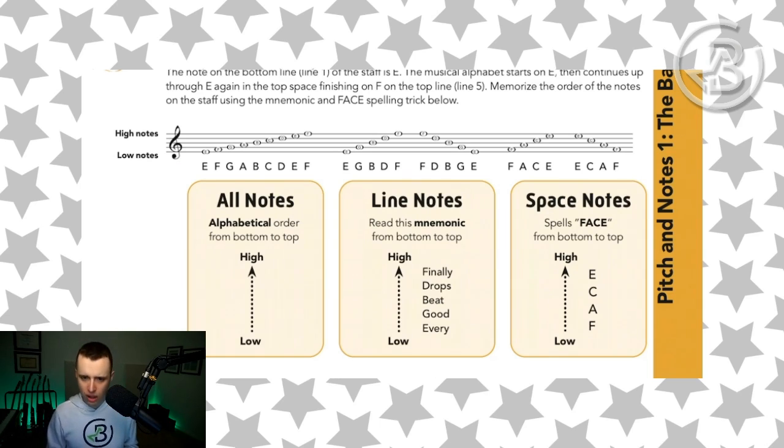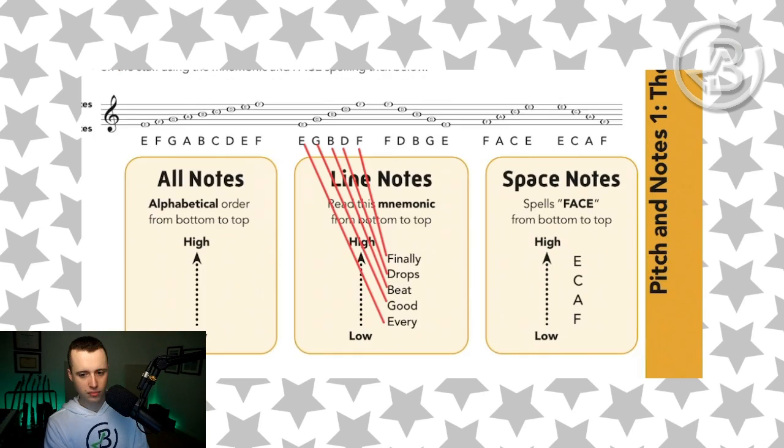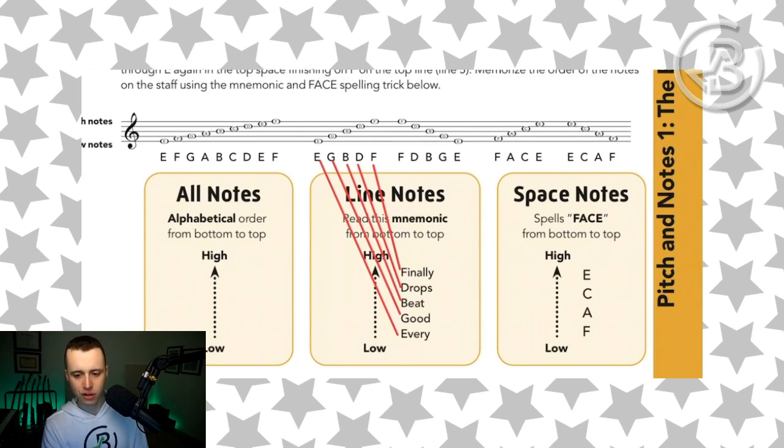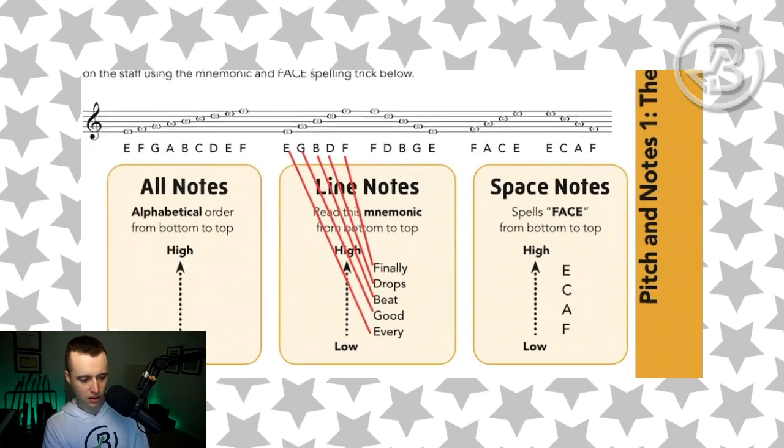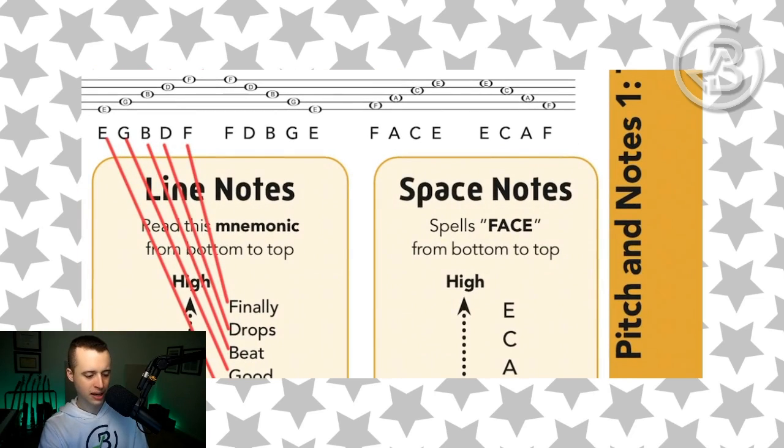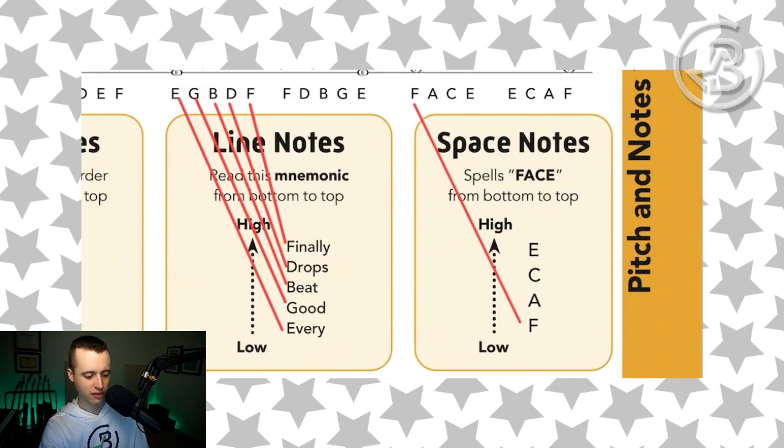So to review, when we look at all the notes on the staff, we have the basic musical alphabet starting on E, ending on F. When we look at just the line notes, we have E, G, B, D, F. And to remember just the line notes, we can say every good beat drops finally. And just to make sure you really get it, every good beat drops finally. And then to remember the names of the notes in the space, we say F, A, C, E, face. I will see you in the next lesson.